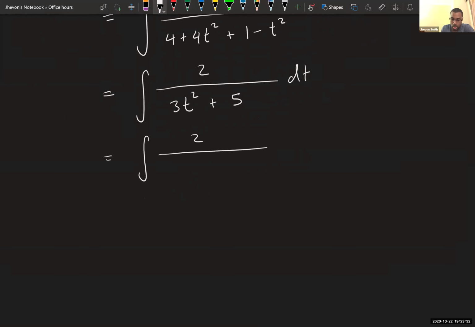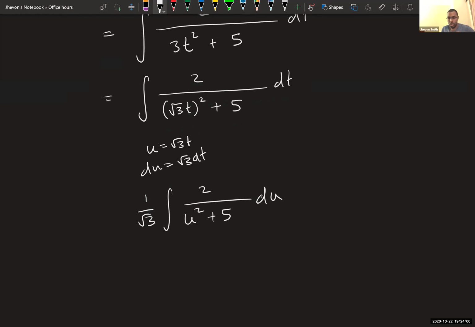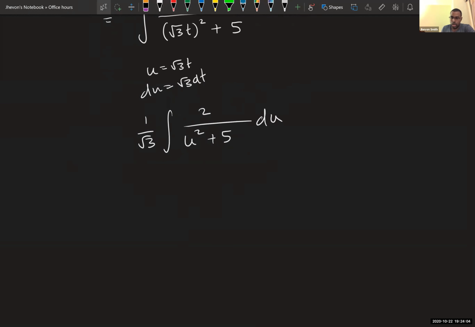There are tons of ways to approach this one, but probably the easiest way is to think of this as radical 3t all squared plus 5 dt. By thinking of it like that, one thing you can do is let u equal radical 3t, so du equals radical 3 dt. So this integral becomes 1 over radical 3 times the integral of 2 over u squared plus 5. Now you realize that this looks like root 5 squared, and then you would apply the rule. We know that 1 over u squared plus a squared du is equal to 1 over a tan inverse of u over a plus c.